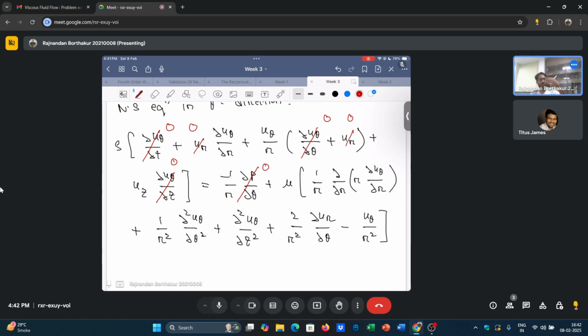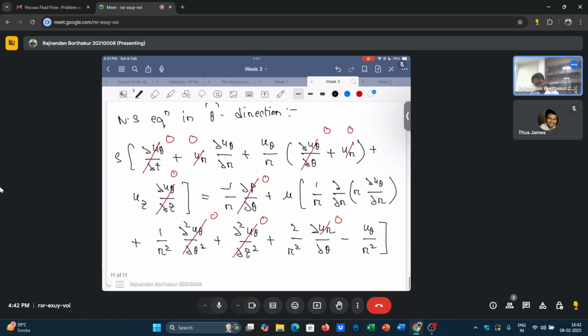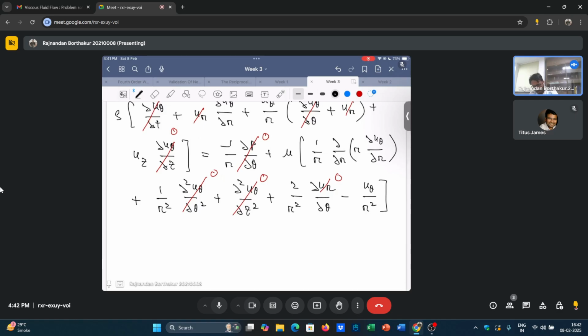If your variables are independent of theta, that means all variables are independent of theta. That's the scenario. This is a non-zero term that we cannot do anything about. This is again zero because of axisymmetry, and this is zero because of the fact that it is fully developed. ur is basically equal to zero, which means the only non-zero things I have is 0 equal to mu times, of course the mu will also get cancelled out because the other half is just 0, which means I just have 1 by r times del by del r of r del u theta by del r.